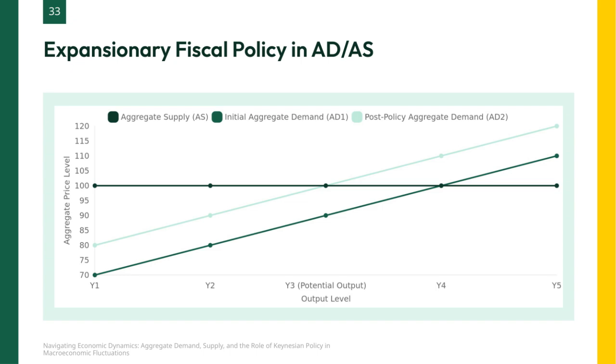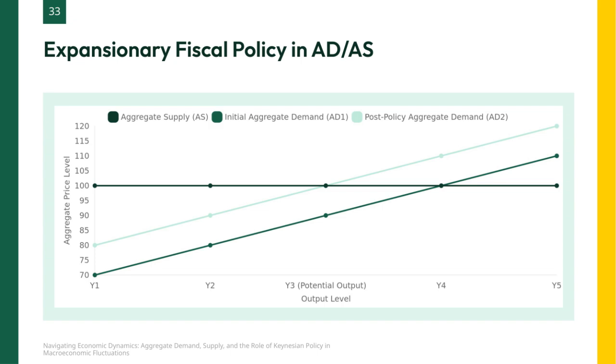Here we see the aggregate demand and aggregate supply model illustrating a recessionary gap and the impact of expansionary fiscal policy. The vertical axis represents the aggregate price level, while the horizontal axis shows the output level. The aggregate supply curve remains constant at 100 across all output levels, indicating a fixed potential output. Initially, aggregate demand is lower, shown by AD1, which results in output levels below potential, signaling a recessionary gap.